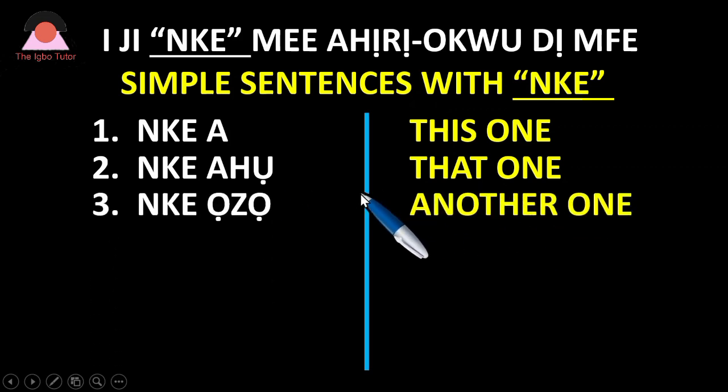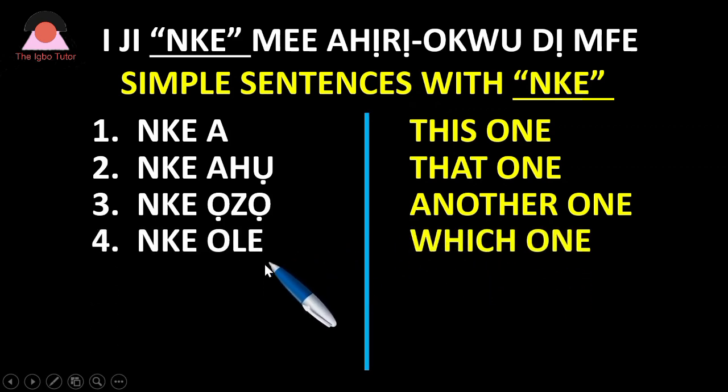We go to the third one, and it is nke ozo, meaning another one or next one. Number 4 is nke ole, which means which one. Nke ole is always used for question.